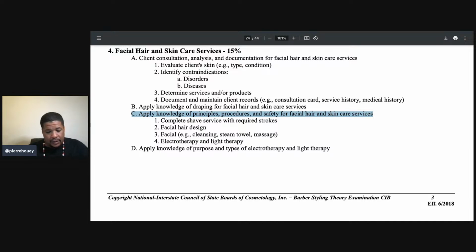All right. Let's see here. We are going to do knowledge of principles, procedures, and safety for facial hair and skincare services. So let's talk about the shave service and the required strokes. I am in the index and I'm looking up shaving. That's not it. No, that's not it.